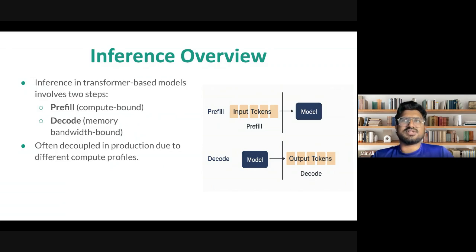In the decode stage, the model starts generating output tokens, and this is usually memory bandwidth bound, because it has to generate each token one at a time, and that takes a lot of bandwidth on the GPUs. Usually in production, both stages are decoupled because of their different needs, and the optimizations are carried out based on that.